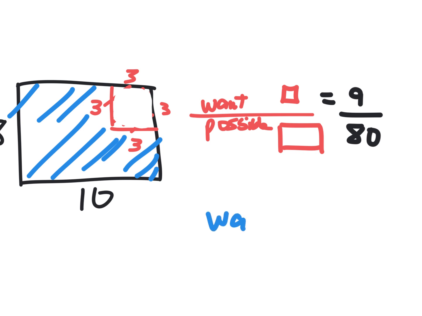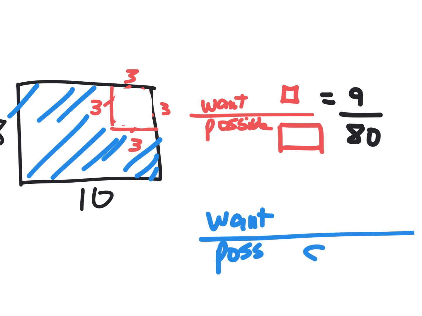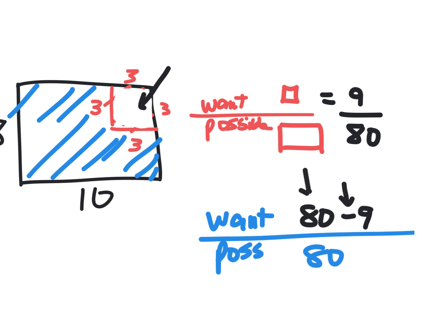So again, what you would do is set up what I want over what's possible. And what's possible is still 80, but what I want isn't 9 now. It's 80 minus the 9. See, it's almost all of the area on the top. It's not all 80, though, that makes you win. It'd be 80 minus this. If you haven't figured this out yet, the minus means like not. The 80 is the area on top, but not the 9.